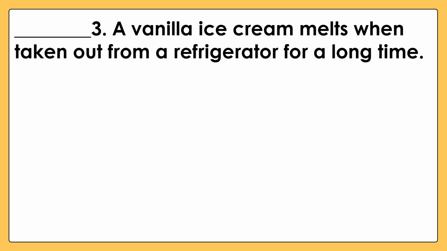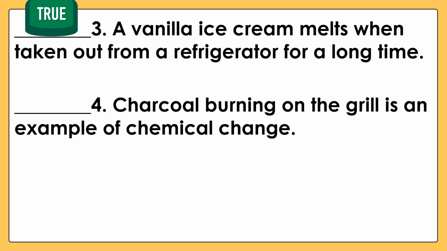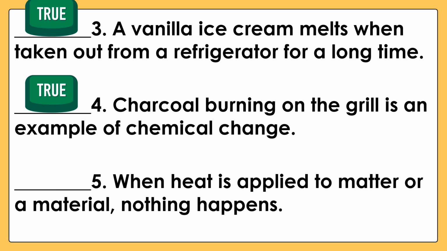Number 3. A vanilla ice cream melts when taken out from a refrigerator for a long time. The answer is true. Number 4. Charcoal burning on the grill is an example of chemical change. The correct answer is true. And the last one, when heat is applied to matter or material, nothing happens. The correct answer is false.